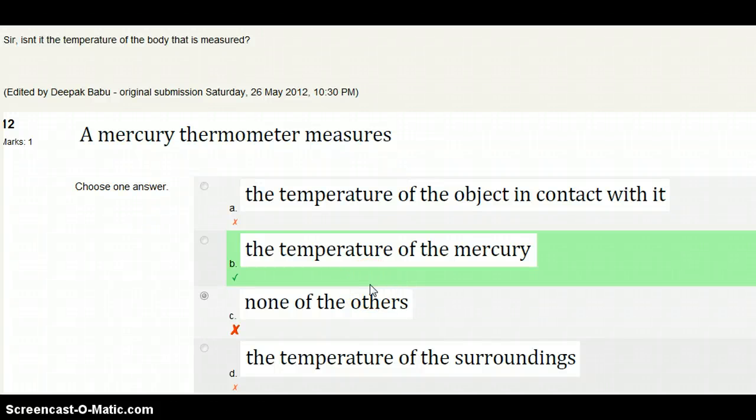Okay, here we have a question: a mercury thermometer measures, and your choices are here. Now the question is, which of these choices is correct? So let us actually consider this from a practical standpoint.